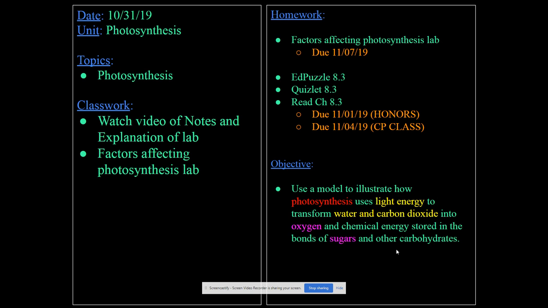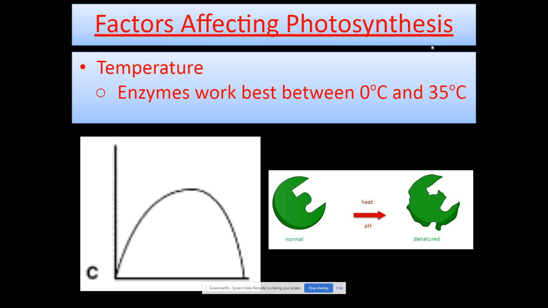All right, so to start off, let's begin going over the notes and explanation of the lab. In terms of factors that affect photosynthesis, there are several. The first that we're going to talk about today is temperature. Temperature can affect how efficiently photosynthesis runs. If the temperature is too low, photosynthesis might not work correctly, and if the temperature is too high, it might not work correctly either. The reason is that photosynthesis depends on enzymes to do a lot of the chemical reactions that take place in the process.